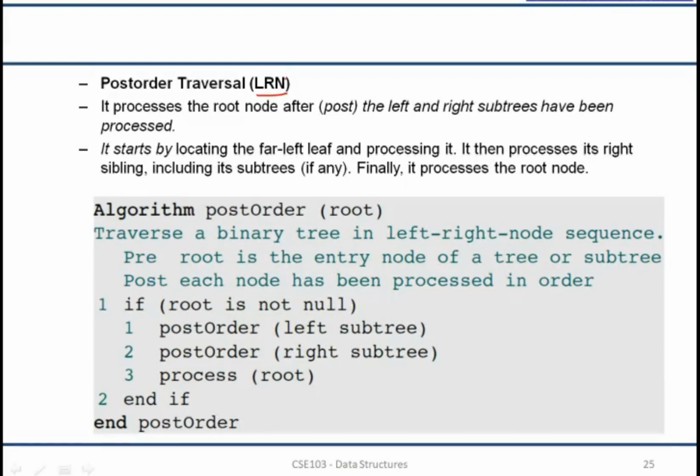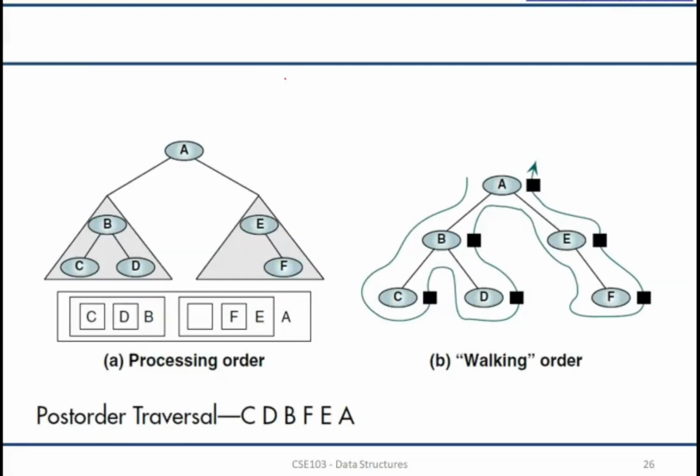Now let us see the illustration. Here the same binary tree is given. Left subtree means for A, the left subtree is B. Again B contains subtrees. B's left subtree is C, then B's right subtree is D, and finally the root node B. So the left subtree is over.